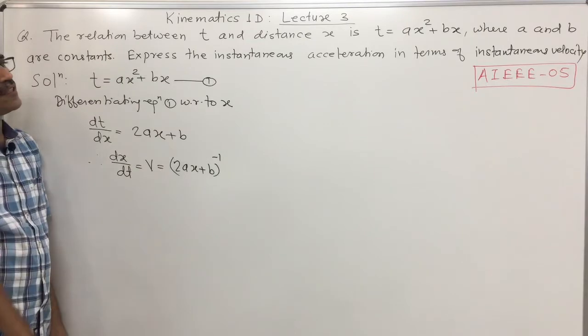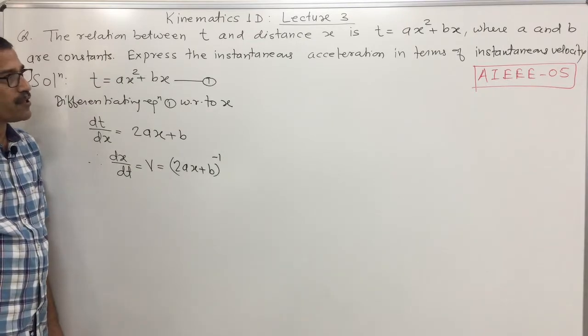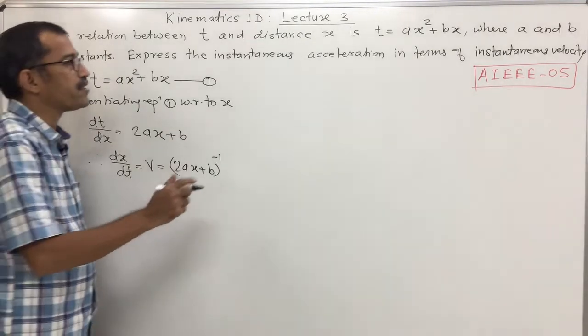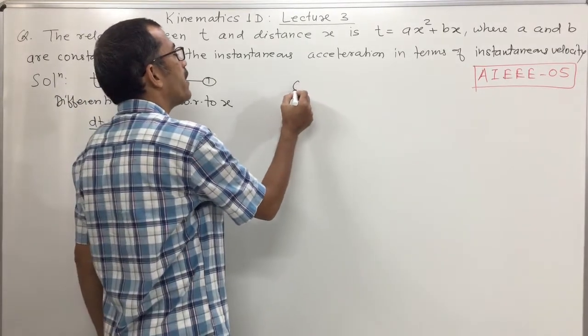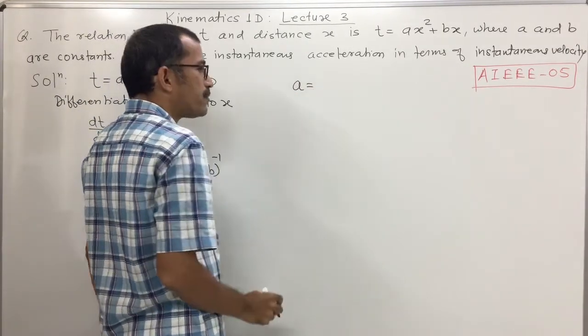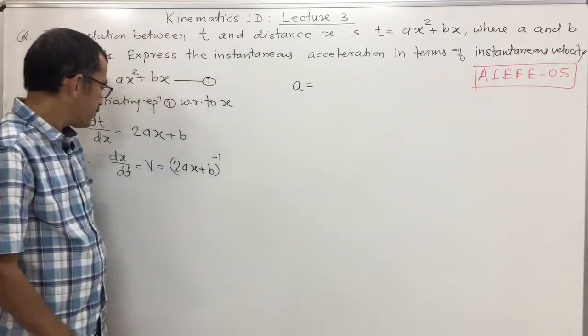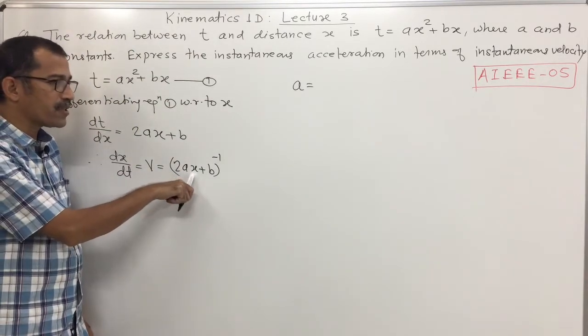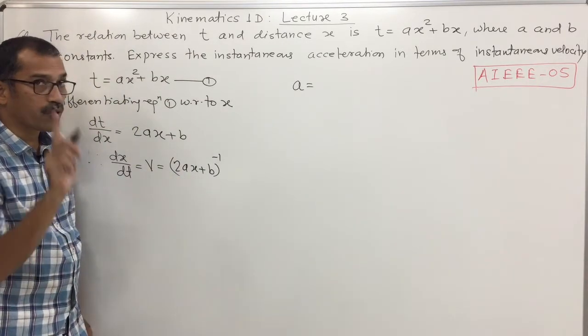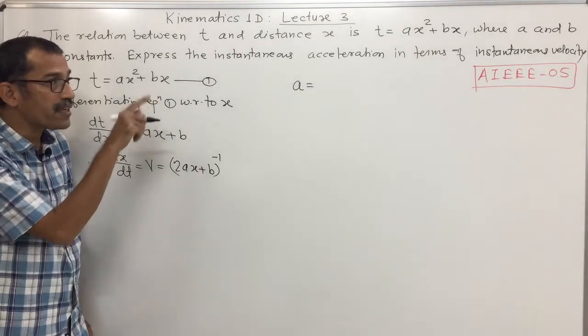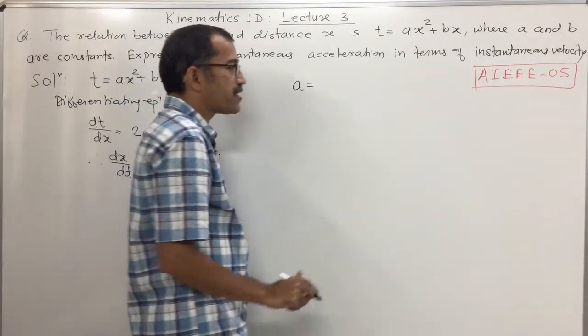Instantaneous acceleration in terms of instantaneous velocity you have to find out. First you must know acceleration. You know a is what? एक तो dv by dt है. But velocity तो in terms of t नहीं है. It is in terms of x. That means one more equation we discuss कि a in terms of x is what?